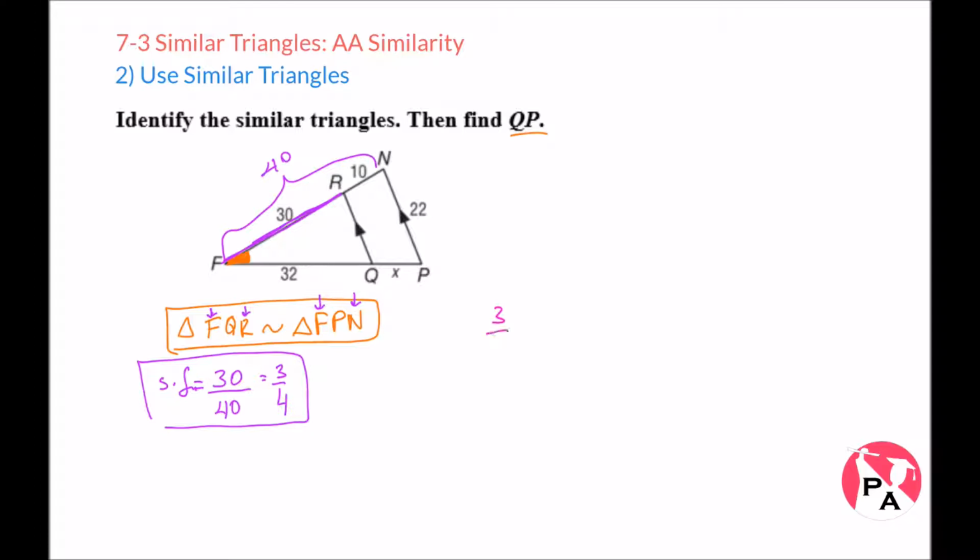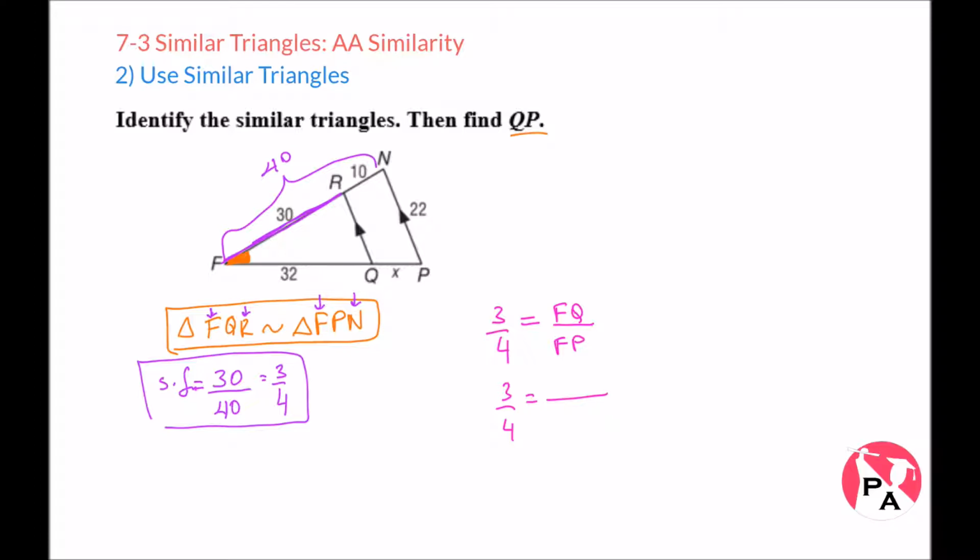So 3/4 is equal to, now, if Q is given, so I want to use this one. Let's see their corresponding pairs. F is right here, Q is right here. They are the first and the second letters, and their corresponding pairs are F and P. FP is this measure. So how do I know what that is? First, let's write FP here.